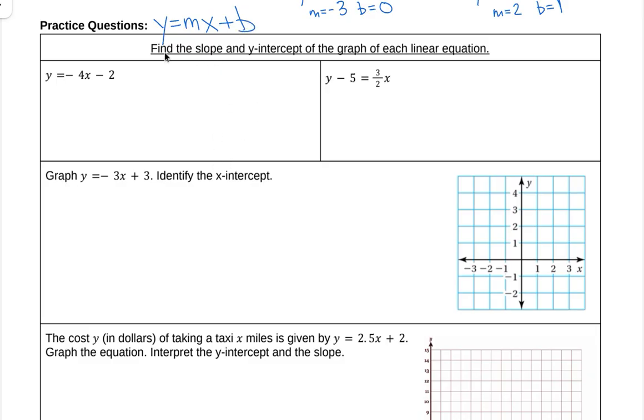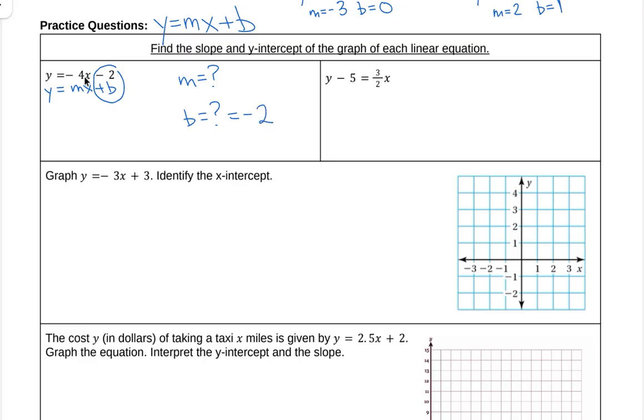All right. So it says find the slope and y-intercept of the graph of each linear equation. Okay, so here's my equation, and I know that it's an equation of a line, and it wants me to say find m and find b. All right, so if I were to write my y equals mx plus b, it can help me identify that the b right here is negative 2, okay? And so I would say b equals negative 2.